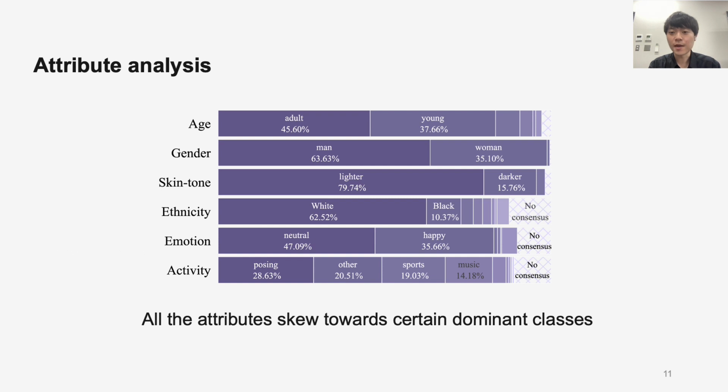From our analysis of the annotated attributes, we found that all the attributes are imbalanced and skewed towards certain dominant classes. For age, the predominant class is adult, while for gender, the gap between men and women is 28.5%, and it is bigger in skin tone and ethnicity. As per contextual attributes, the most represented emotion is neutral, followed by happy. For activity, the most common classes are posing and other.